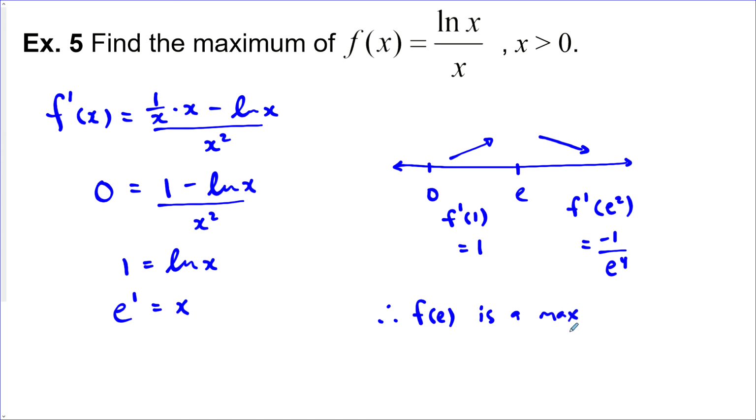And it says find the maximum, so let's find the actual value. So f at e is equal to, put e in here, that's just 1, and 1 over e. So 1 over e is our maximum.